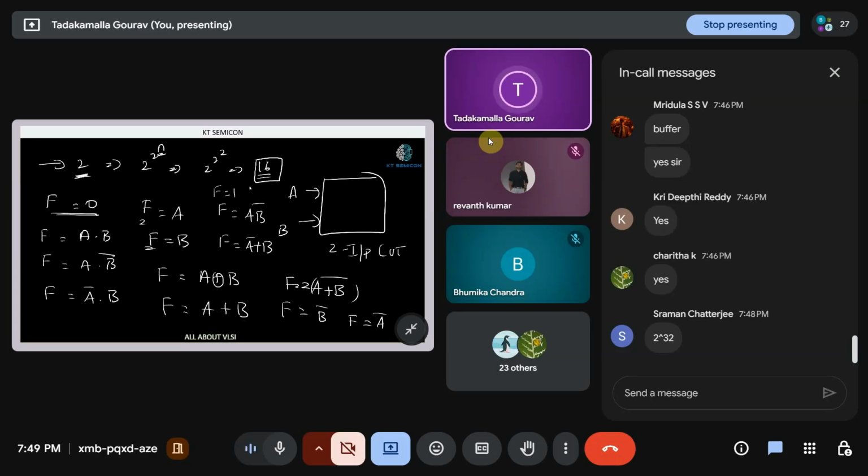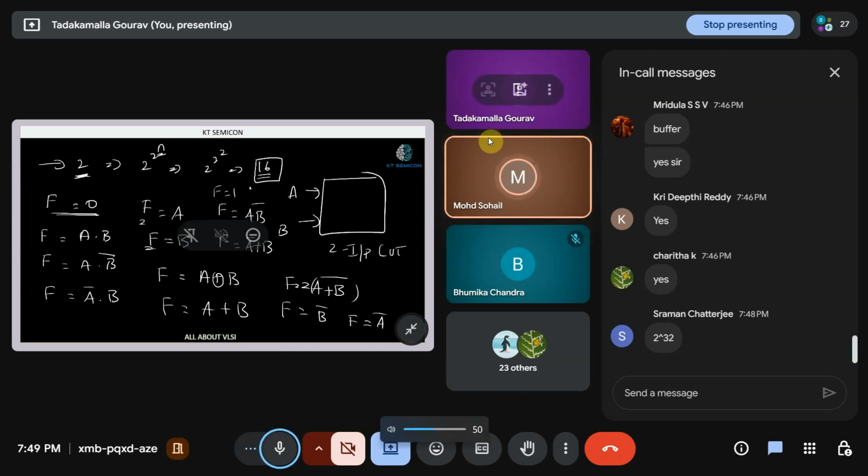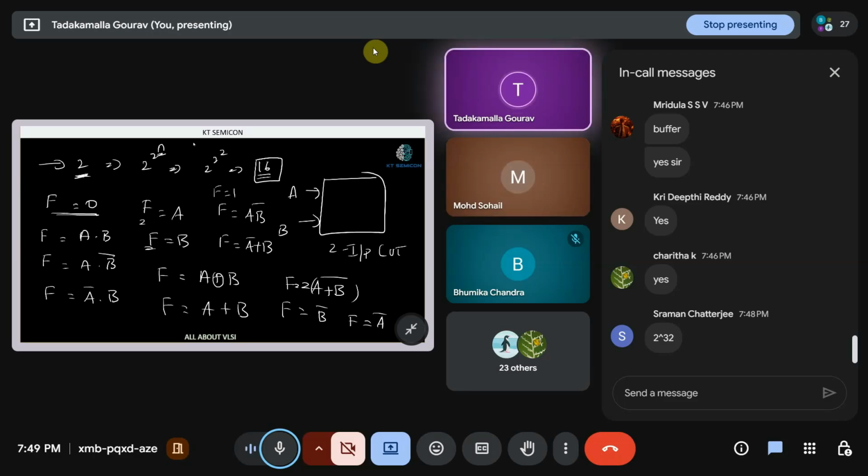So generally, it's a generalized formula for the number of Boolean functions. You can refer to Morris Mano for this. It's a generalized formula that is 2 power 2 power n.